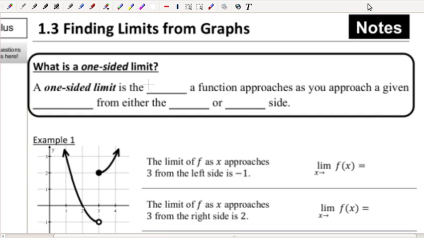What is a one-sided limit? Well, a one-sided limit is the y value, or the height, that a function approaches as you approach a given x value. That's still all the same as from the last lesson, but this time we're going to approach either from the left side or the right side. So instead of saying just in general coming in from both sides, I'm going to say what happens if I come in from the left side or what happens if I come in from the right side individually. And if that sounds confusing, it'll make more sense once we look at an example.